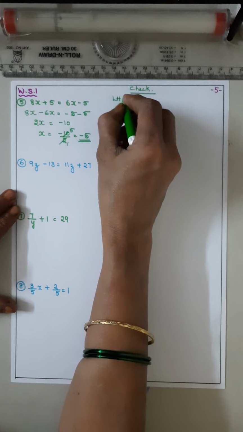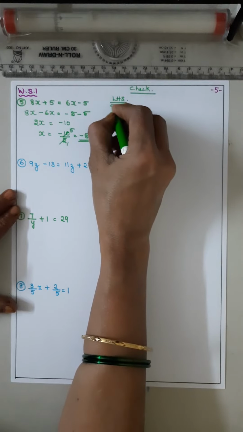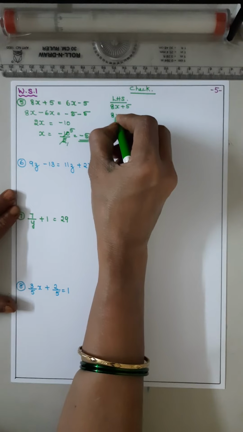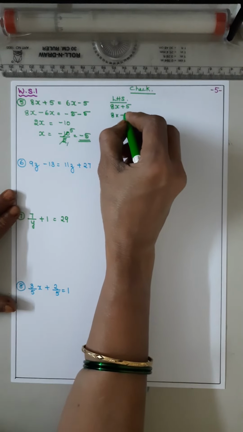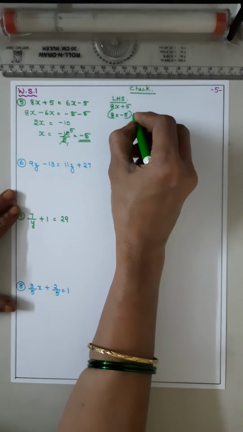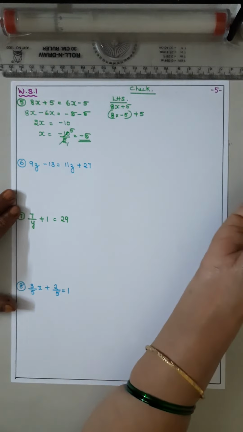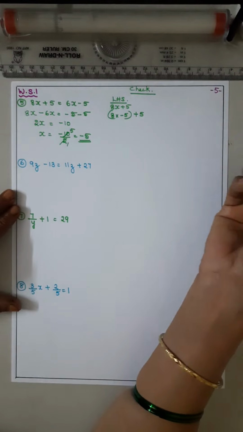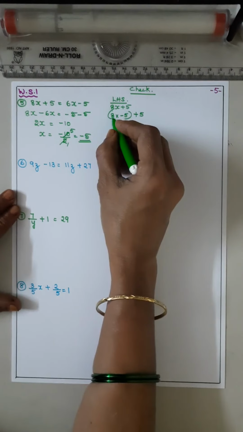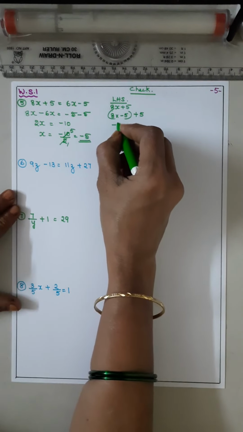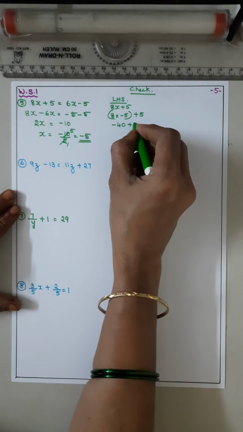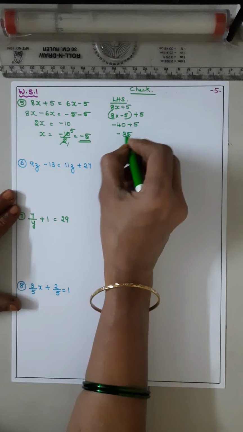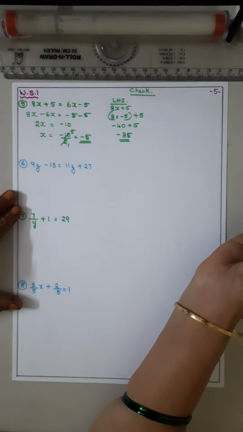LHS, what is it? 8x plus 5. 8 into minus 5 plus 5. Please put the bracket, 8x. So 8 into minus 5. Put it within the bracket. So this becomes minus 40 plus 5. It becomes minus 35. Isn't it?